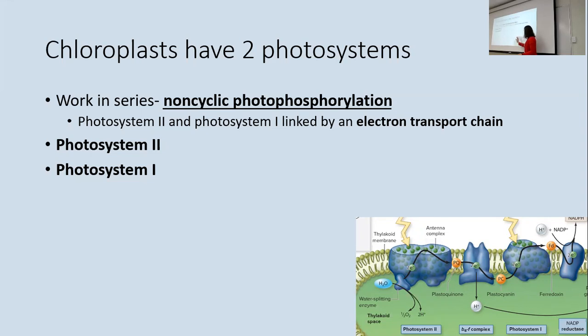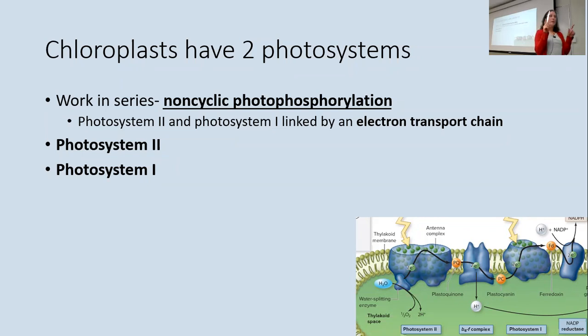So photosystem 2, we've got this B6F complex as protein. Photosystem 1, NADP reductase. That's it. And they work in a series, right? This isn't like the Krebs or Calvin cycle, which is kind of like a circular process. This is just us pushing electrons through all these carriers, so it's called non-cyclic photophosphorylation.